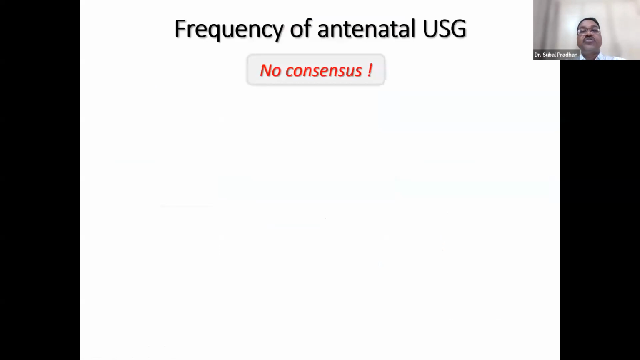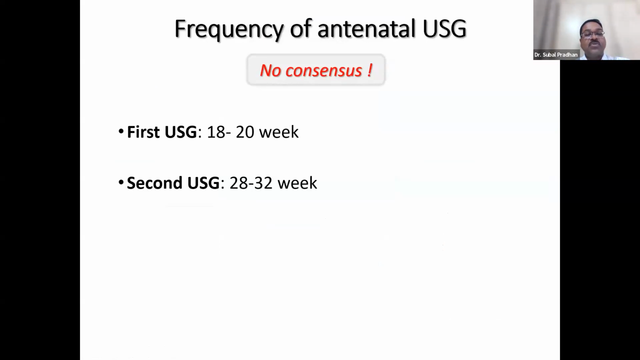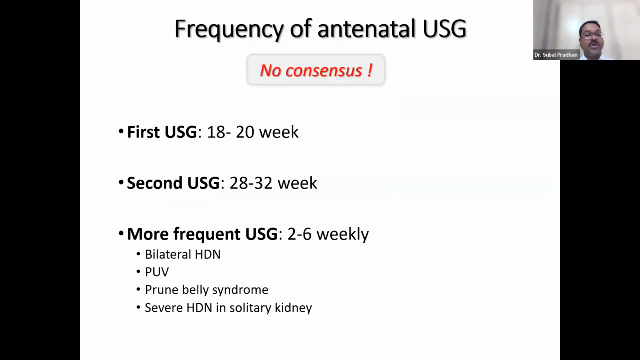So again, how often should you do the ultrasonography? There is no consensus or agreed upon protocol. Ideally, the first ultrasound should be done around 20 weeks of pregnancy, and the repeat scan should be done at 28 to 32 weeks during the third trimester. However, we need more frequent ultrasonography monitoring in the presence of bilateral hydronephrosis or PUV, suspected bladder outlet obstruction like prune belly syndrome, or presence of severe hydronephrosis in a solitary kidney.